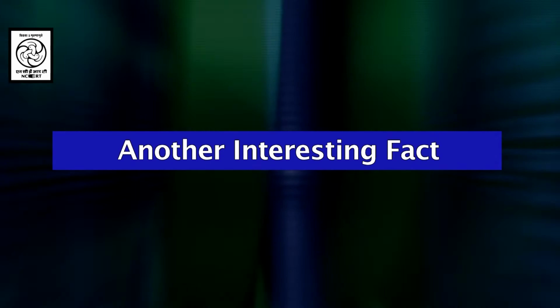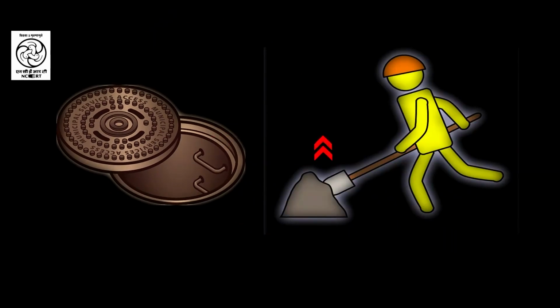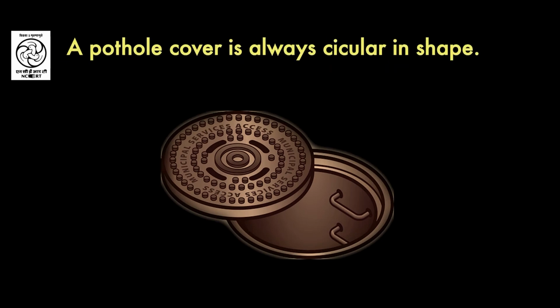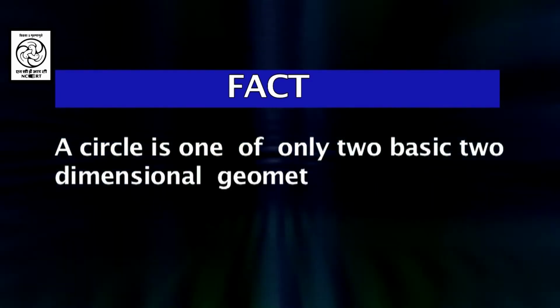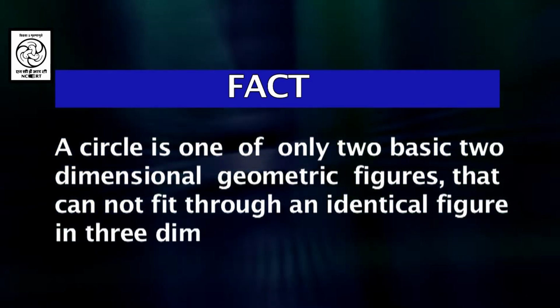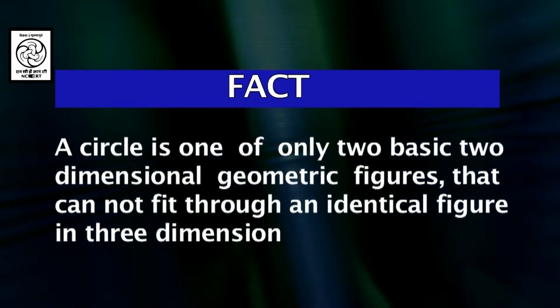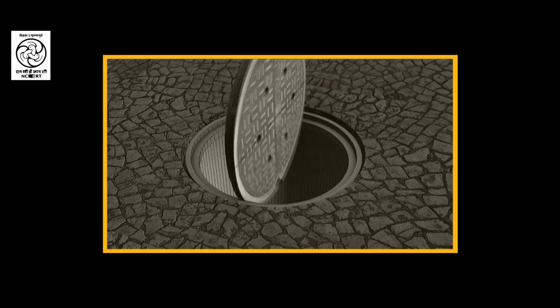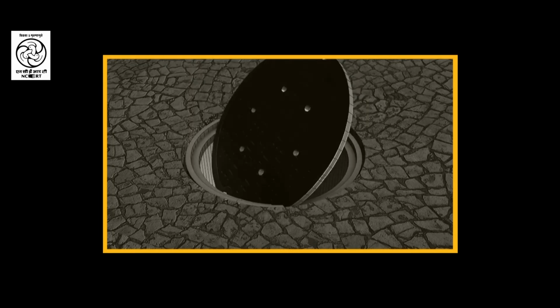Let us move to another interesting fact. Millions of potholes, also called manholes, are scattered throughout the world, giving workers access to underground sewer lines. These manholes and the large hunk of metal that cover them are almost always round. A manhole cover is a circular shape. Why? A circle is one of only two basic two-dimensional geometric figures that cannot fit through an identical figure in 3 dimensions. That is, if two identical circles are placed in 3-dimensional space, one would not be made to pass through another circle, no matter how the circles were angled.